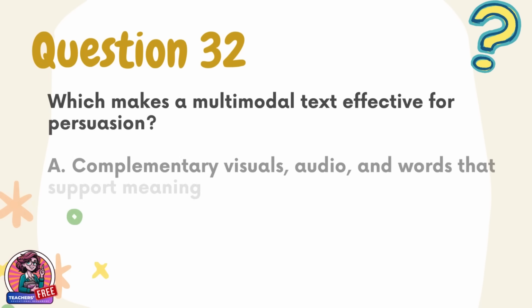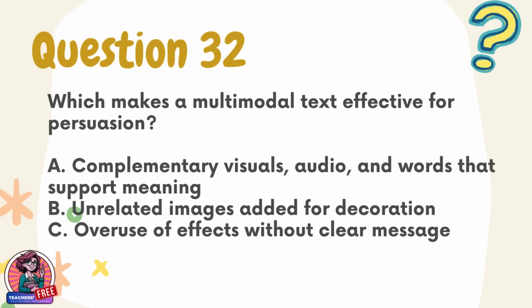Question 32. Which makes a multimodal text effective for persuasion? A. Complementary visuals, audio, and words that support meaning. B. Unrelated images added for decoration. C. Overuse of effects without clear message.